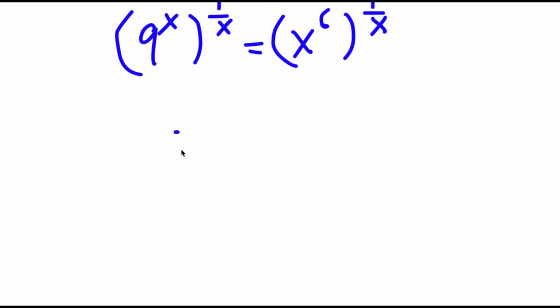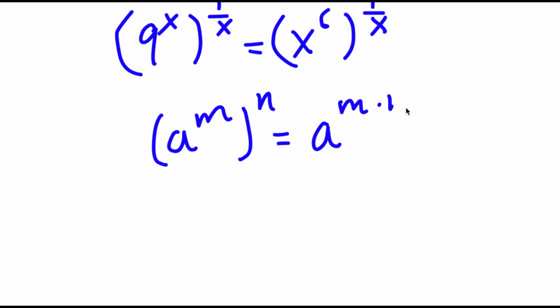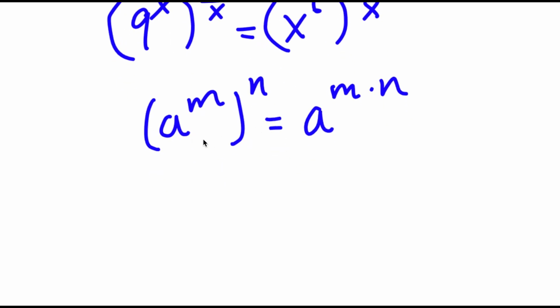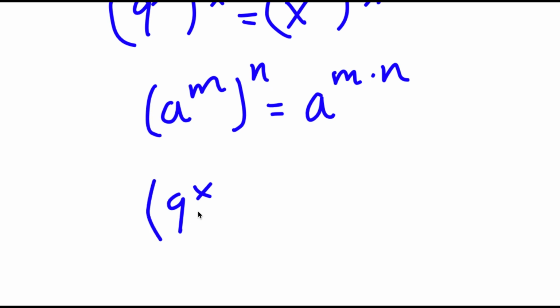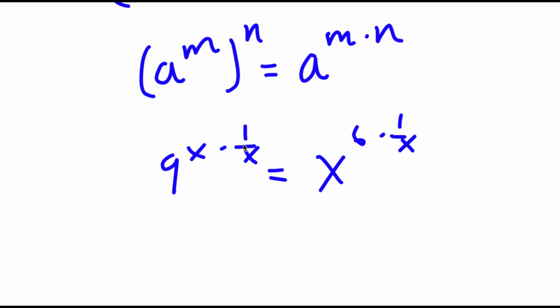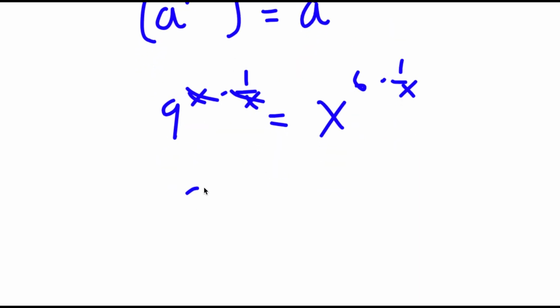Now, if I have something in the form a to the power of m to the power of n, this is equal to a to the power of m times n. So 9 to the power of x to the power of 1 over x, that's going to equal 9 to the power of x times 1 over x. And x to the power of 6 to the power of 1 over x, that's going to equal x to the power of 6 times 1 over x. Now x times 1 over x, these two cancel out, so I'm simply left with 9 is equal to 6 times 1 over x, which is 6 over x.